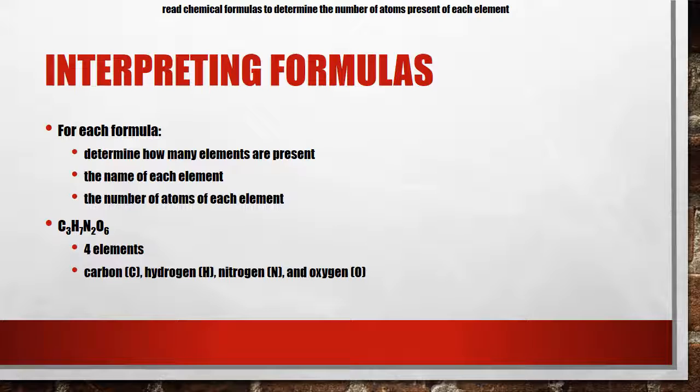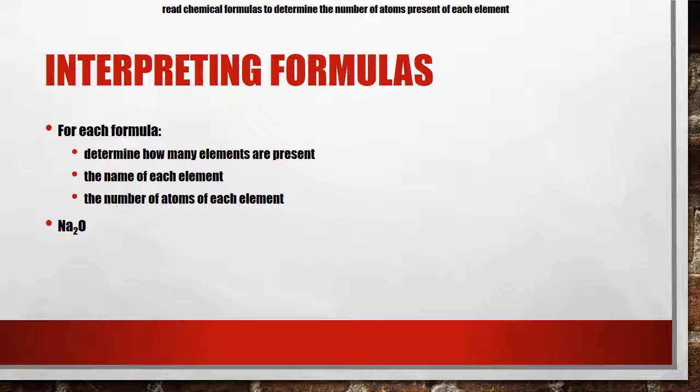Lastly, we want to indicate the number of atoms of each of those elements that are present. Well, it just so happens here that every one of those symbols has a subscript that comes after it, and recall that those subscripts tell us the number of atoms. So in this particular compound, in a particle of this, there would be 3 carbon atoms, 7 hydrogen atoms, 2 nitrogen atoms, and 6 oxygen atoms. Let's look at another example.